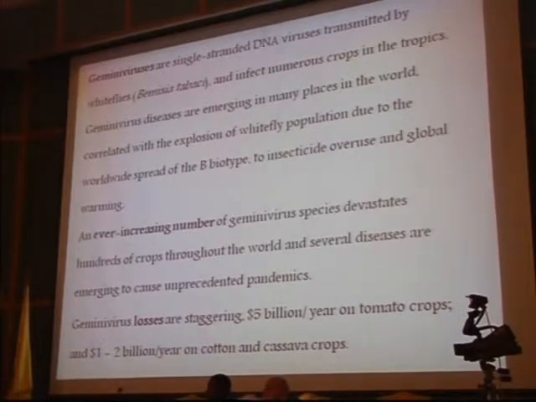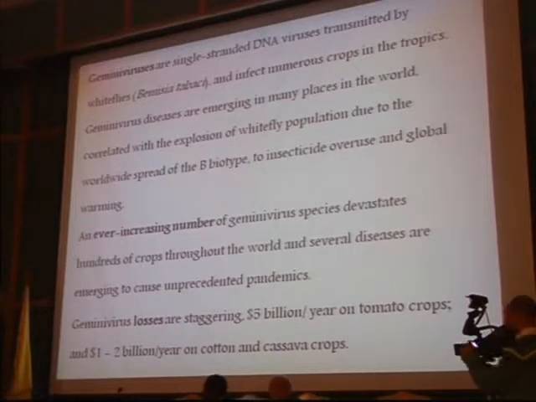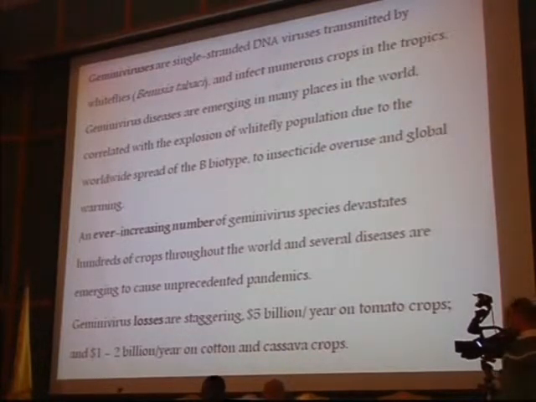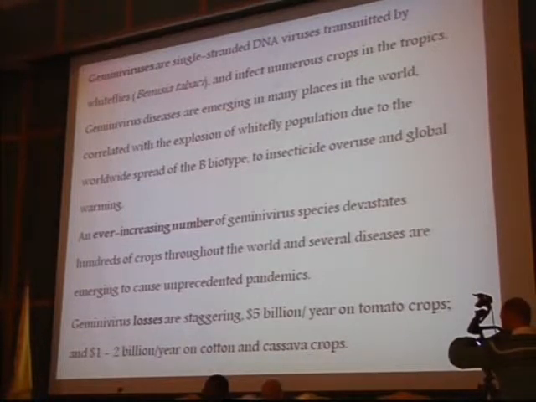I'm going to talk about Geminivirus. As we know, Geminivirus is a DNA virus, a single-stranded DNA. The one we are concerned about is transmitted by the whitefly Bemisia tabaci, and it infects a lot of crops, especially dicots. This virus is highly spread all over the world, and the number of viruses has increased since 1977 until now. It tripled the number of viruses. It caused a lot of losses. It can reach $5 billion per year in tomatoes and $1 to $2 million in cotton.